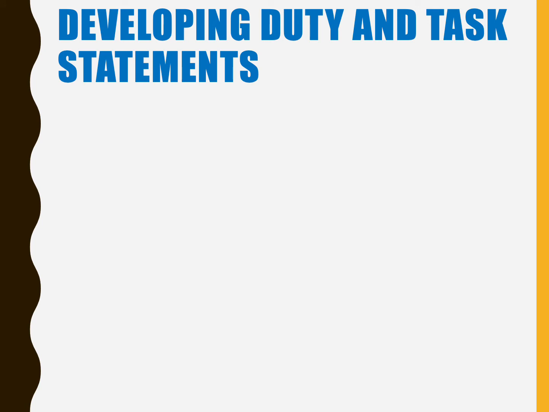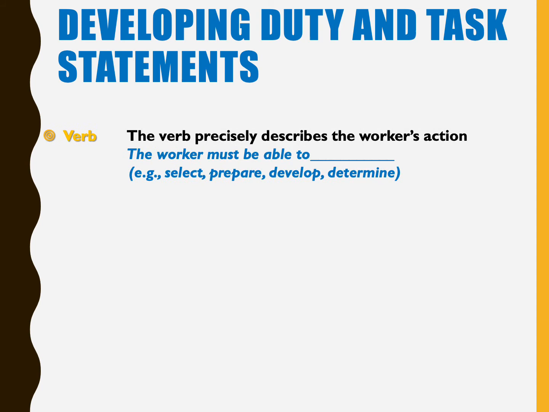We will be developing duty and task statements in a particular form. First, we will begin with a verb. It is implied that each statement begins with the words, "The worker must be able to," and then we will be writing the verb beginning. It must precisely describe the worker's action. Some examples could be to select, to prepare, to develop, or to determine.